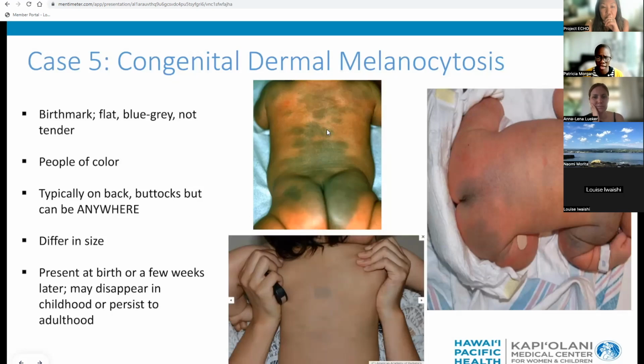It can differ in size, and it's usually present at birth or a few weeks later, and it'll get darker and darker. And it could disappear in childhood, usually about the time that they're about 6 or 7, but it could persist into adulthood as well.